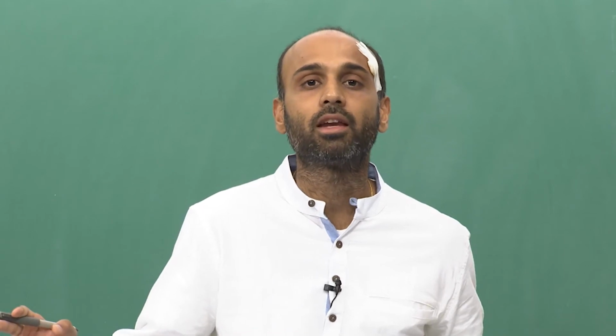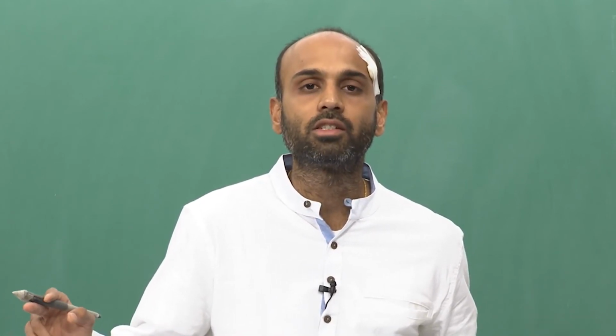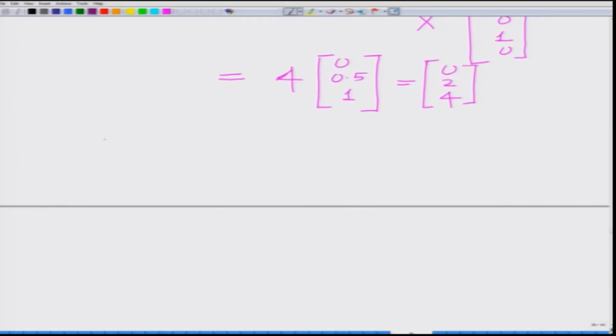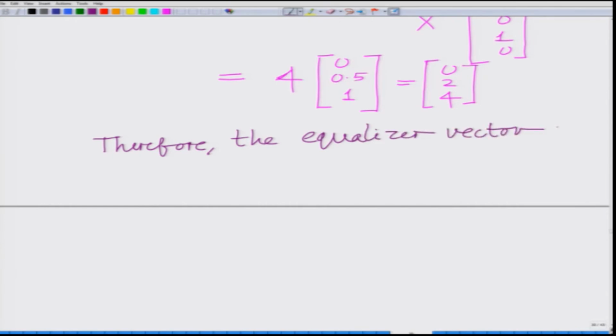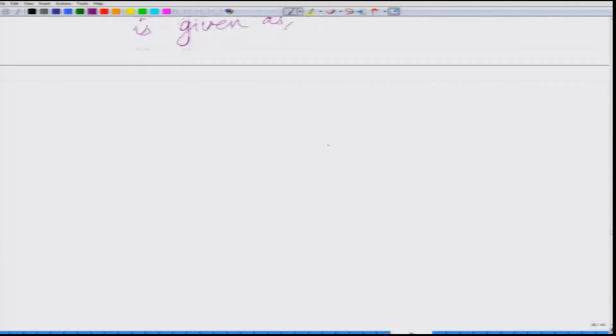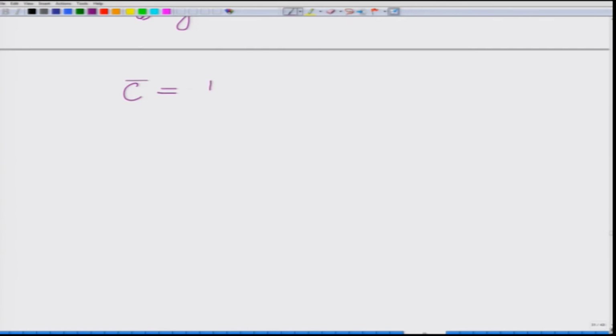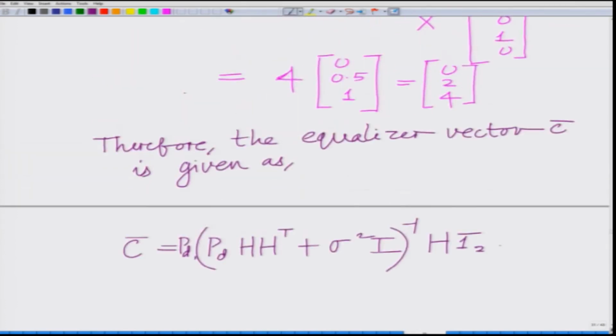And now, therefore, we need to compute the equalizer vector C bar such that C bar transpose Y bar k, remember that is your net equalizer, that is the net implementation of the equalization process. Okay. So, the equalizer vector C bar is given as C bar equals PD H H transpose plus sigma square identity inverse into H 1 bar 2 into, of course, this is a scalar constant PD. This is the power of the symbols, so we can bring this outside.